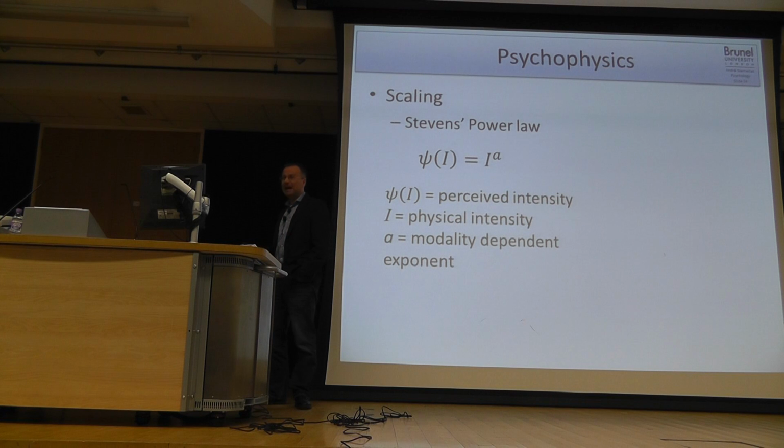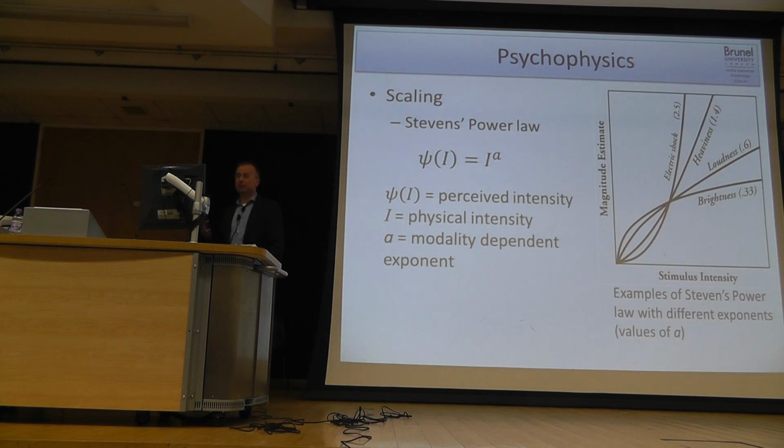And the idea is somewhat the same. What we have here in this formula is a physical intensity described by I, the intensity. And we have a perceived intensity, so this is phi of I. And then we say the perceived intensity equals the real intensity to some power. And this is the modality-dependent exponent.